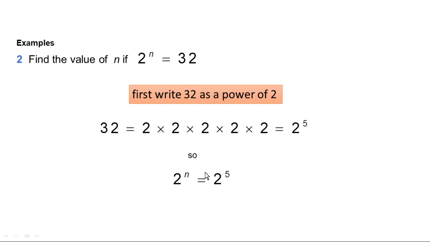I repeat the restriction. The restriction says there should be a single base on the left side and a single base on the right side so that we can equate the indices. So n is equal to 5. So the value of n is 5.